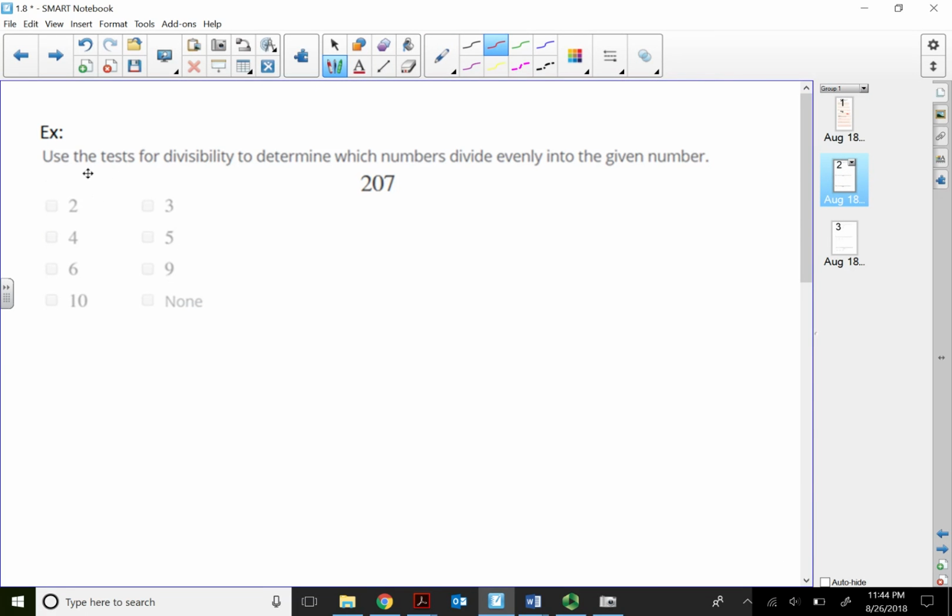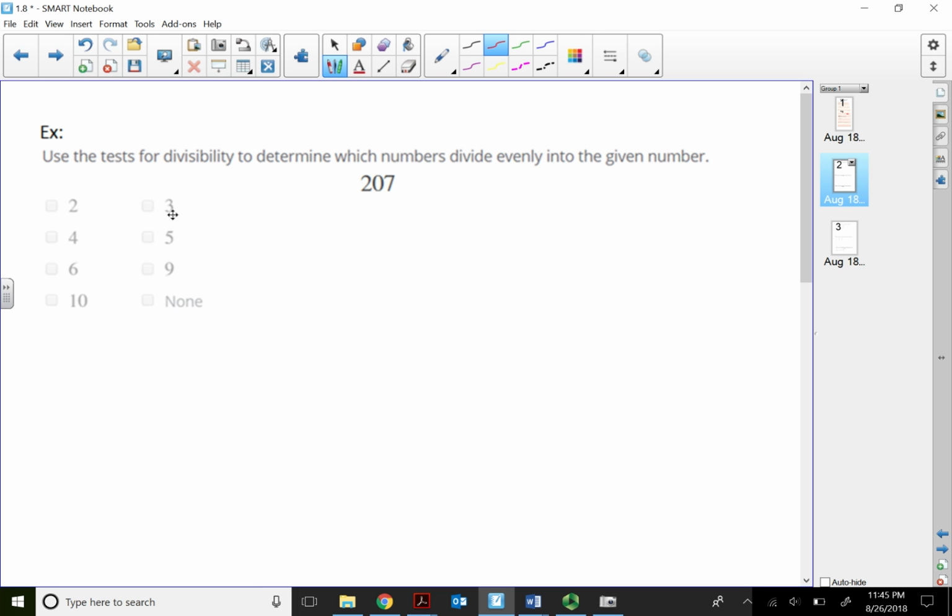This problem says use the test for divisibility to determine which numbers divide evenly into the given number. What you don't want to do is take every one of these and divide it into 207. What you want to do is use the rules for divisibility. Let's start one at a time. Can 2 go into 207? The answer is no, because divisibility by 2 says the last digit, the ones place value, has to be 0, 2, 4, 6, or 8. So that's not it.